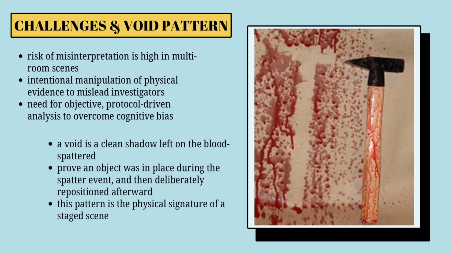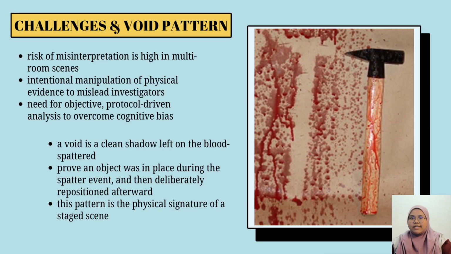Despite its power, the reliability of forensic reconstruction faces significant challenges, particularly in complex crime scenes. First, there is a high risk of misinterpretation in multi-room scenes. When we have blood distributed inconsistently across several zones, and when witnesses or subjects provide conflicting testimonies, it is very easy to incorrectly link a pattern to a specific action. The most critical challenge addressed in this paper is the problem of staging. Staging is the intentional manipulation of the scene by the perpetrator to mislead investigators.